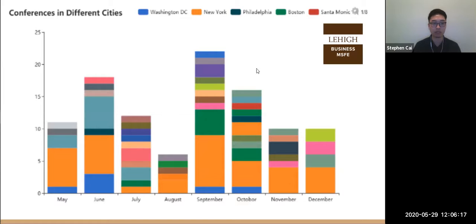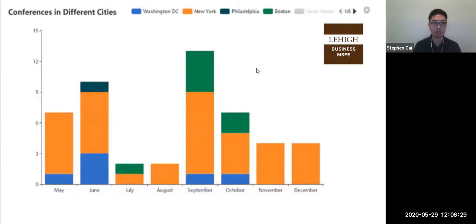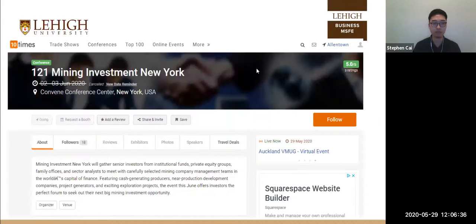And as in this chart, many conferences are going to be held in June, September, and October. And if we focus on the cities near us, we can see that New York has the most conferences, mainly held in June and September. Because of the ongoing pandemic, most of the events have been postponed, but the data is still useful since we can find the conference website and follow it to know when they are going to be held again.